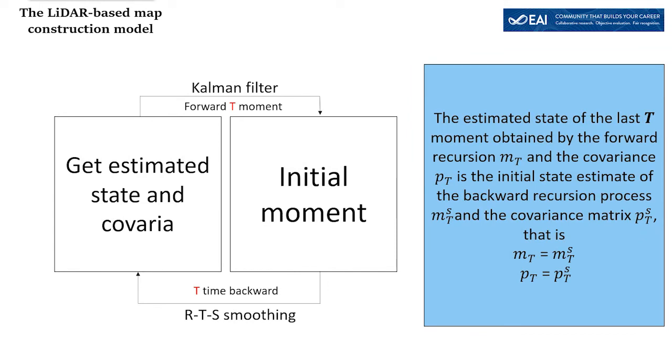Kalman smoothing is one of the commonly used methods, also known as RTS smoothing. The RTS smoothing involves fewer parameters and a smaller amount of computation. The noise suppression effect is better than the pure Kalman filtering result.